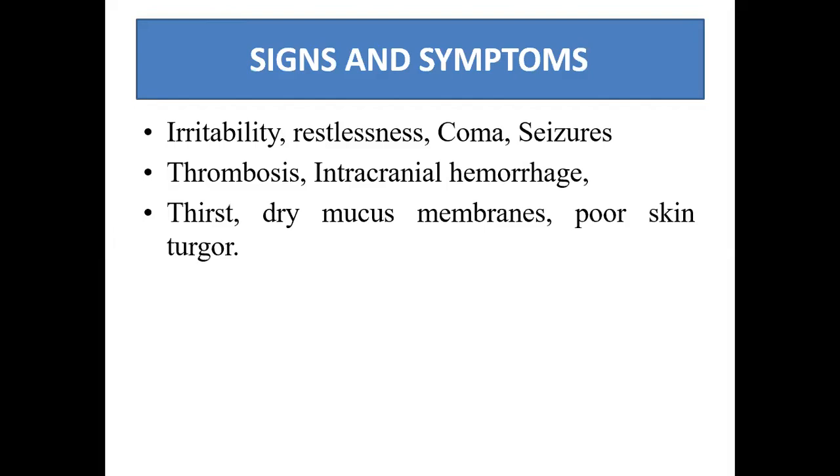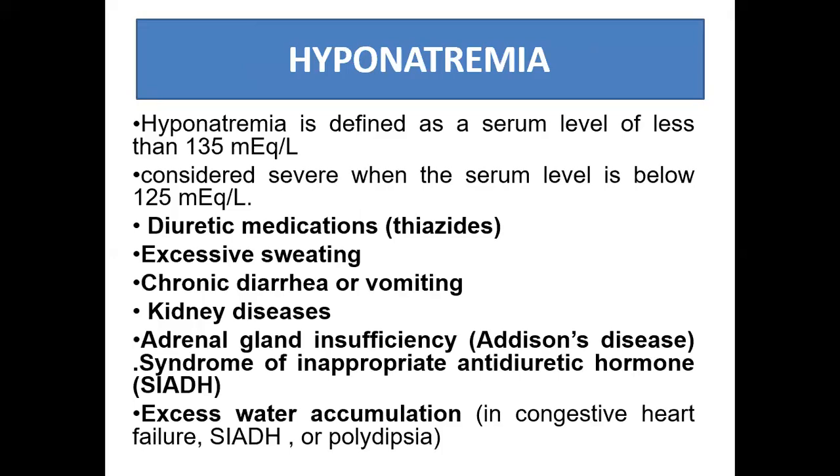What will be the signs and symptoms of someone who is suffering from hypernatremia? Irritability, coma, restlessness, seizures. Apart from it, thrombosis, intracranial hemorrhage, dry mucous membrane, and poor skin turgor. Now, hyponatremia. Hyponatremia is defined as a serum level of less than 135 milliequivalent per liter. If the sodium is less than 135 milliequivalent per liter, one would be labeled as hyponatremic. And it can be very severe if the level of sodium is below 125 milliequivalent per liter.